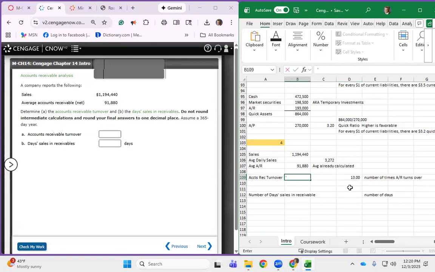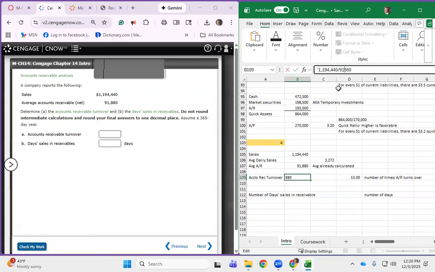I took 1,194,440 and divided by 91,880. There's the number that causes this. This is the calculation I did. Okay. And remember, these are all in dollars. I'm just saving a little time not putting in the dollar signs, but these are dollars.